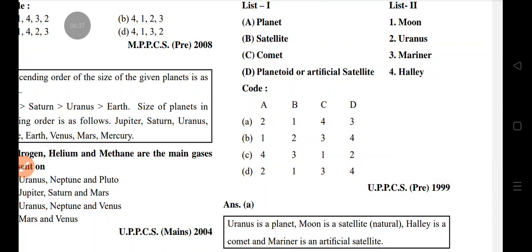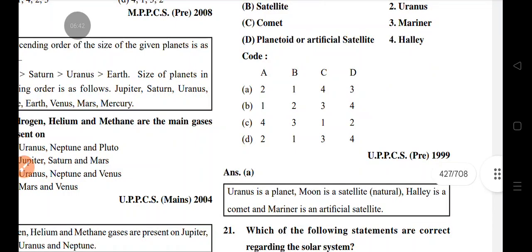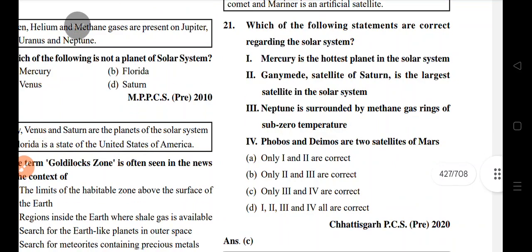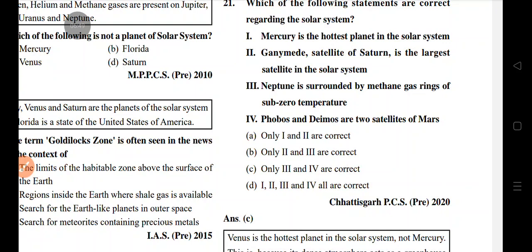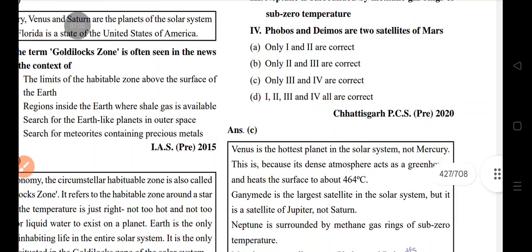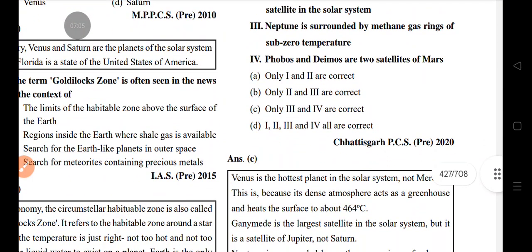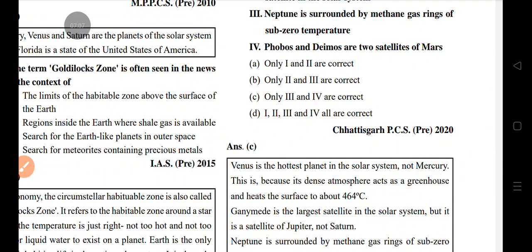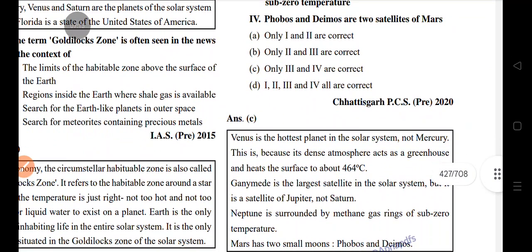Uranus is a planet, the Moon is a satellite, Halley is a comet, Mariner is an artificial satellite. Neptune is surrounded by a methane gas ring of sub-zero temperature. Phobos and Deimos are two satellites of Mars. Venus is the hottest planet in the solar system. Ganymede is the largest satellite in the solar system, and it is a satellite of Jupiter.